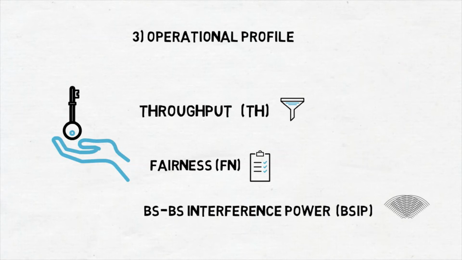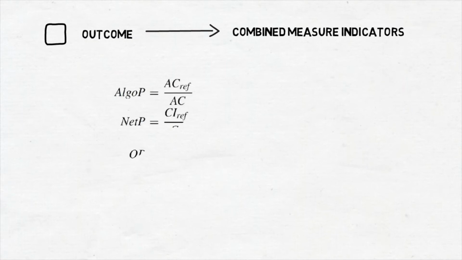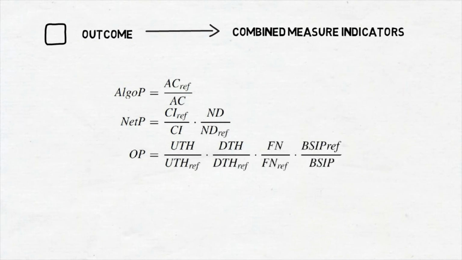In the outcome, the combined measure indicators are presented, and they are formulated as the geometric mean of key indicator ratios. The key indicators are combined into their 3 categories as follows. So the algorithmic profile is computed as the ratio of the reference complexity and the algorithm complexity. The network profile is computed as the product of communication interference ratio and the network density ratio.